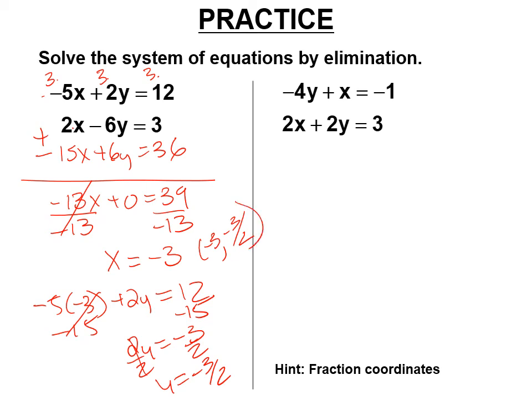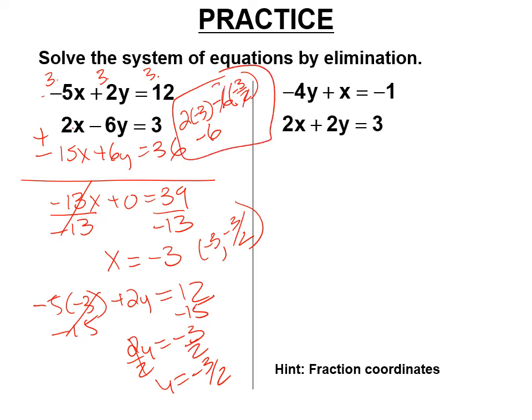So we could double check it. I'm going to put it in the bottom equation and see if that still happens. So 2 times negative 3 is negative 6. Minus 6 times negative 3 halves. Okay, so that's negative 6. I'm checking my work here by putting it in the bottom equation.